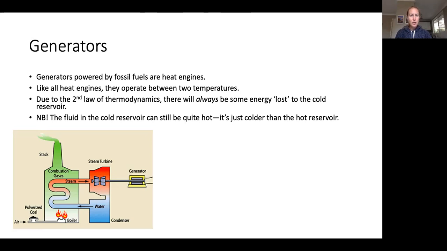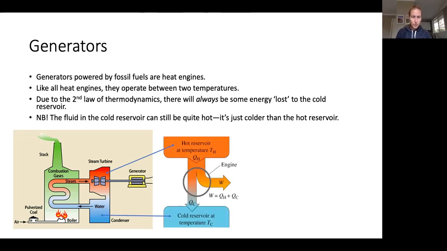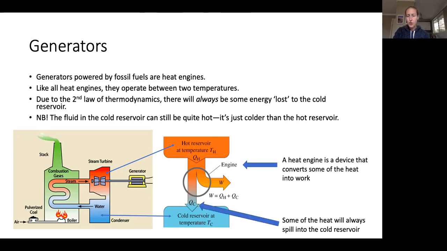And note that the fluid in the cold reservoir can still be quite hot in terms of our definitions. The only reason why we call it the cold reservoir is that it's colder than the hot reservoir. As an example, in this diagram of the steam engine that we find in a coal-fired power plant, the hot reservoir is basically the temperature of the hot steam. The cold reservoir is the water that's been cooled. And the engine is the device that converts some of that heat into work. And note, some heat will always spill into the cold reservoir.